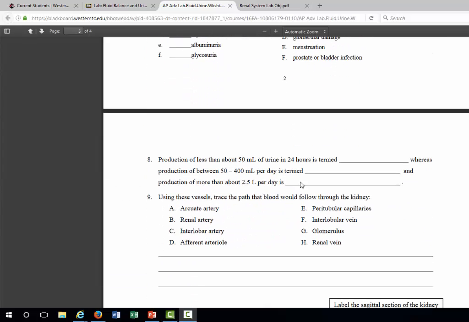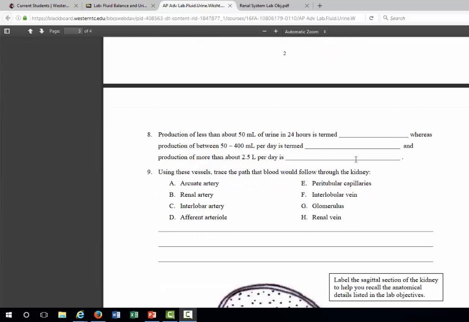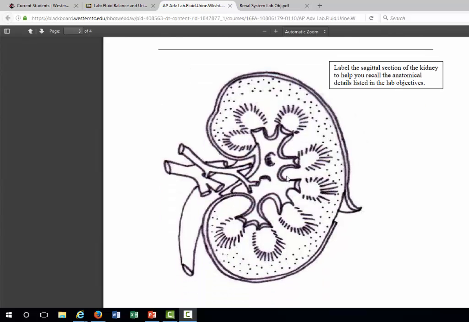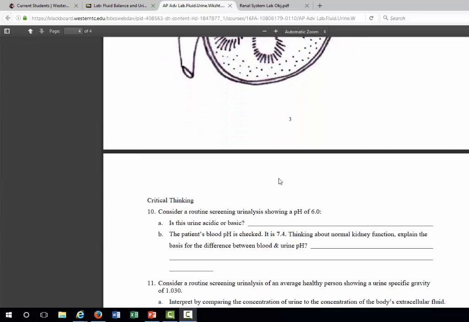And then the next page, less than 50 mils of urine in 24 hours is called, so that's really like not enough to even count. Yep, anuria. And then 50 to 400 is not enough, oliguria, and more than 2.5 liters a day is polyuria. So for this, you're just going to draw in those vessels. I'll just let you do that. You have the diagram in your textbook to do that, so we're not going to do that together.